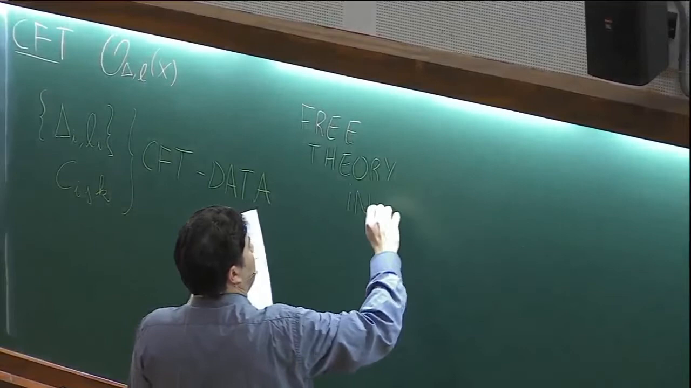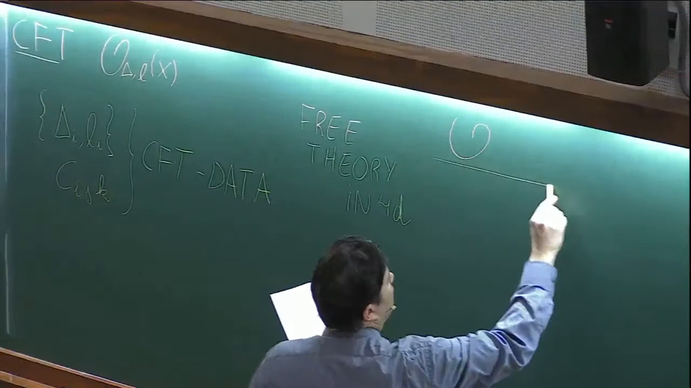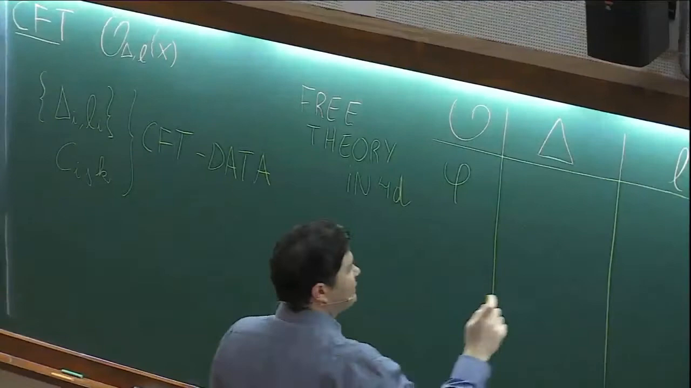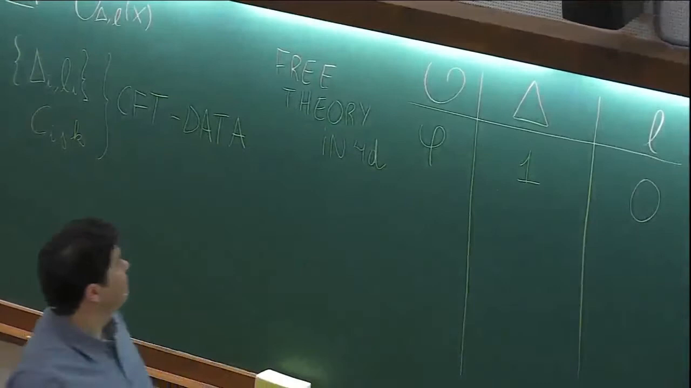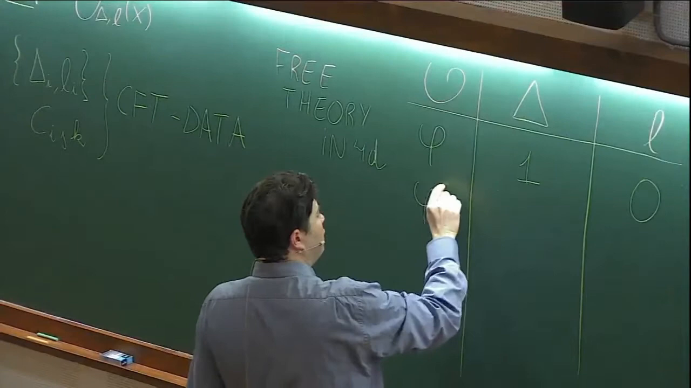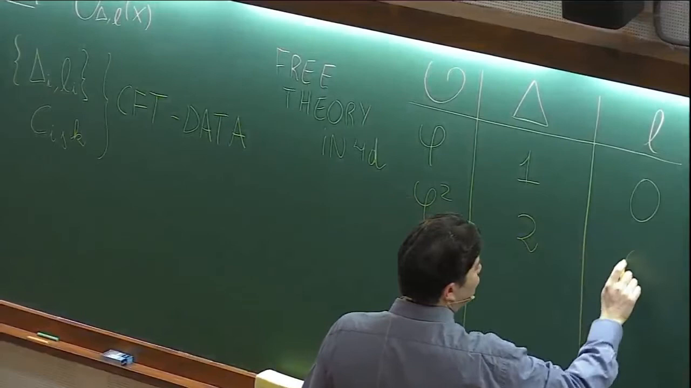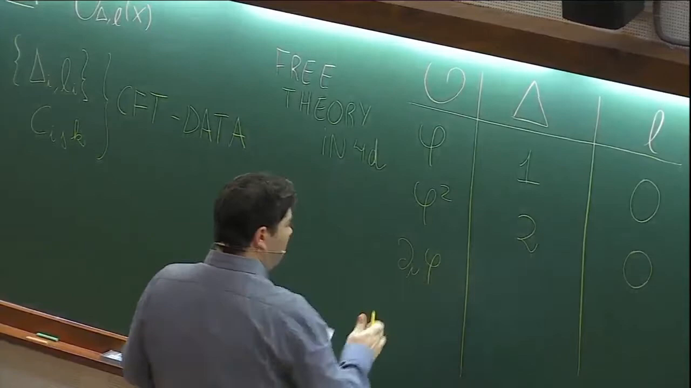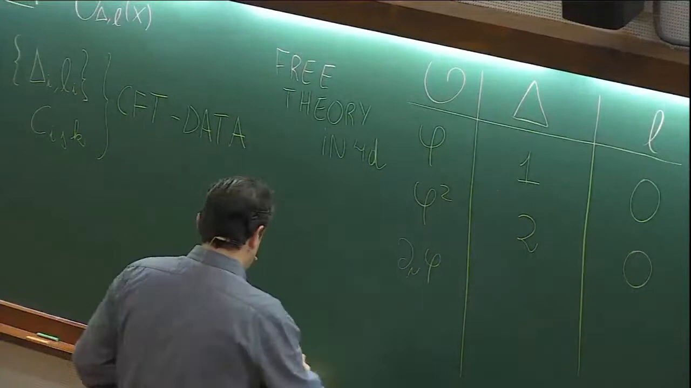So for a free theory in 4 dimensions, we will start writing down operators, their dimensions, and their spin. For instance, you have the free scalar field phi, and that is a scalar field, so it has spin 0 and dimension 1. Then you could consider the second simplest operator, which is phi square. Still, this has dimension 2 and spin 0. Then you could try to consider, for instance, something like d mu phi. But d mu phi we will not consider because this is a descendant of phi. It's a derivative of this operator here.